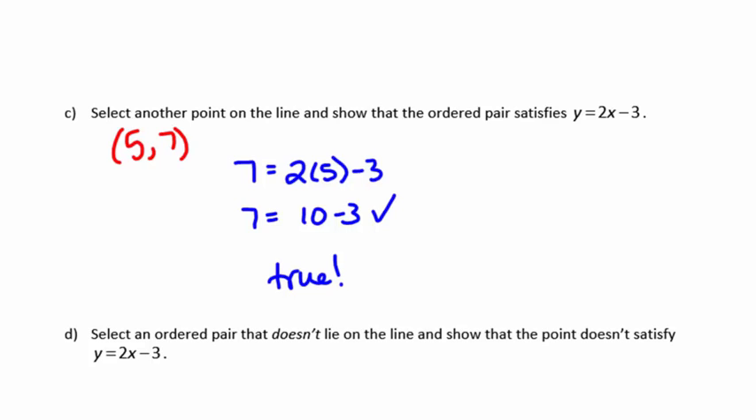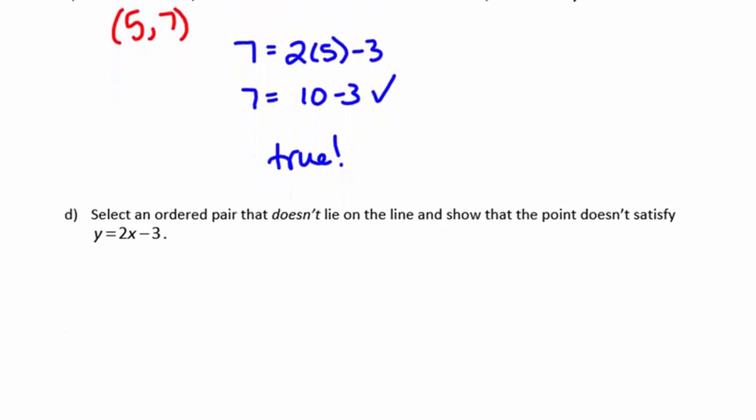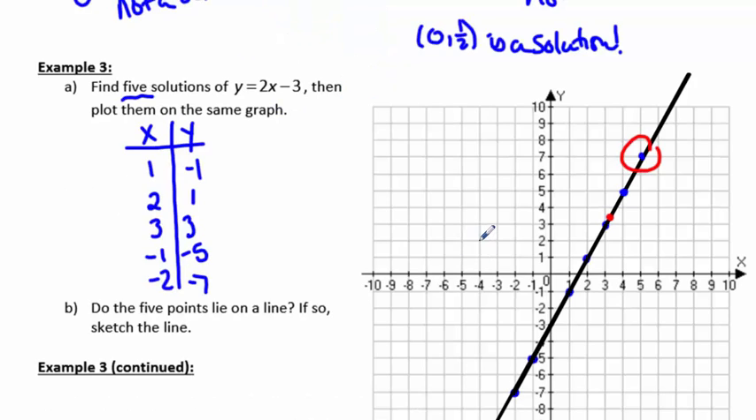Any point on the line will be a solution to the equation. Any point that's not on the line will not be a solution to the equation. So let's find one of those and show this. A point not on the line might be anything like this one, (-4, 2). It's definitely nowhere near that line. It's not going to be a solution. Let's check it. (-4, 2).